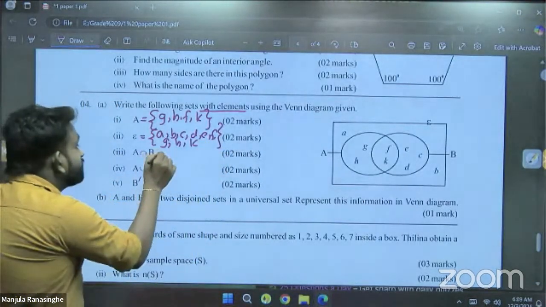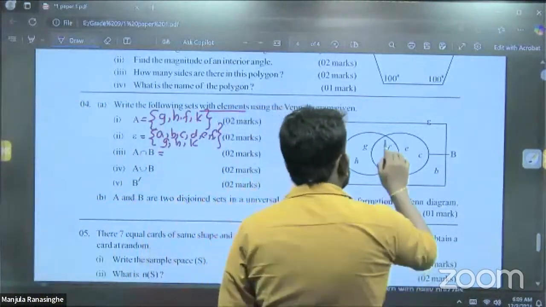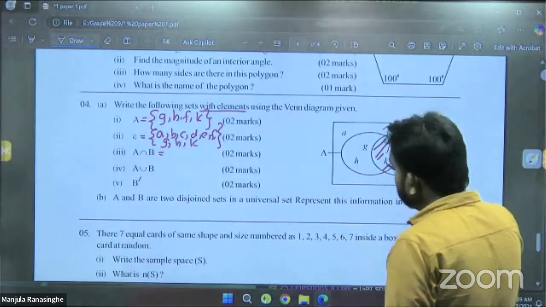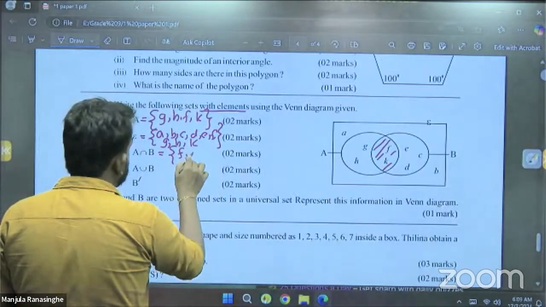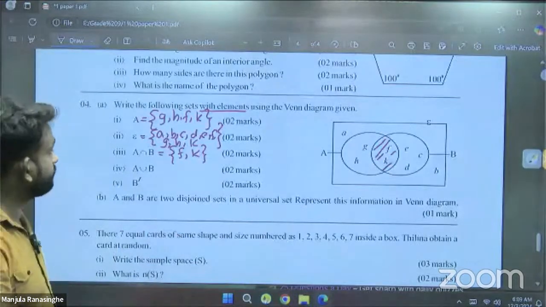Then A intersection B. Intersection means the common region for both. This is the intersection region. So what are the elements? F and K. So within the curly brackets, you write F comma K.